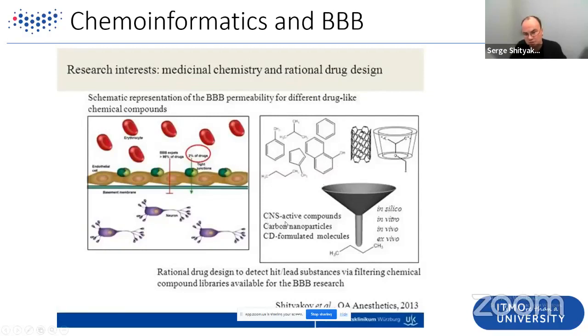The CNS active substances, some carbon nanoparticles, they're actually hybrids. So we have a carbon nanotube with some kind of a linker, and then this linker is connecting this nanotube with the drug. And excipient substances like cyclodextrins. We are using different techniques like in silico, in vitro, in vivo, sometimes even ex vivo, to investigate this permeation.